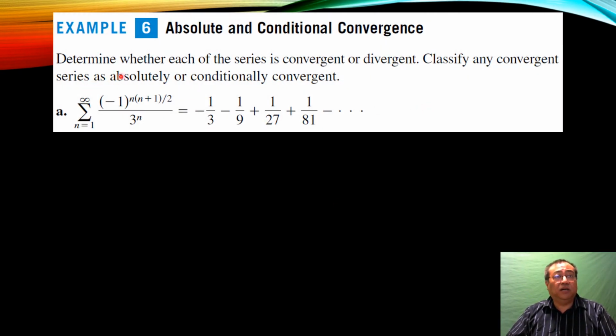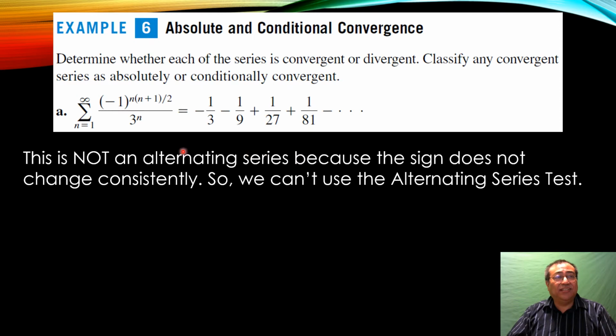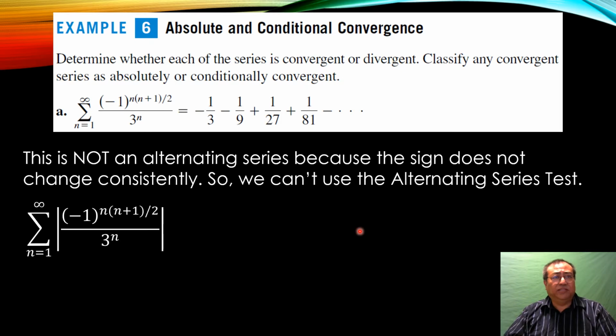Another example. Same thing, we're going to do basically the same thing. Now, this one is not considered an alternating series, because it's not going back and forth consistently. It doesn't have positive, negative, positive, negative. This is like negative, negative, positive, positive, negative, positive, positive. It's not consistent. It's not that all even ones are negative or all odd ones are negative. So you can't use the alternating series test.